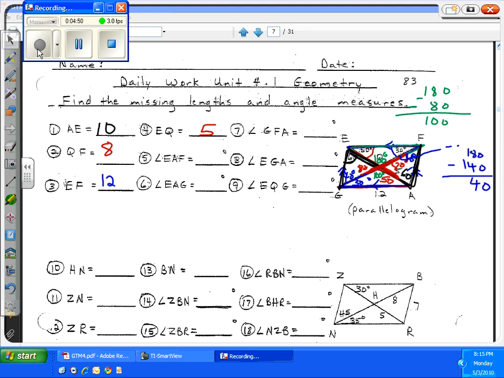So using alternate interior angles are equal, the sum of the angles of a triangle is 180, a linear pair is 180, vertical angles are equal, consecutive angles are supplementary, opposite angles of a parallelogram are equal, we can figure out every single missing angle measure. Now, it's a little bit hard to see there, but you can recreate that yourself there.